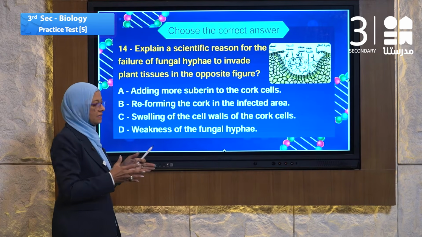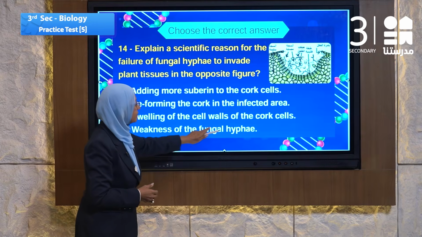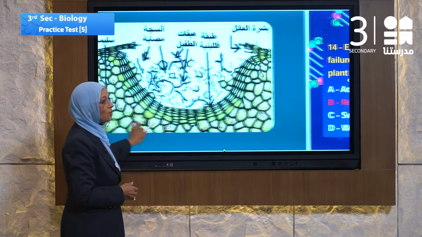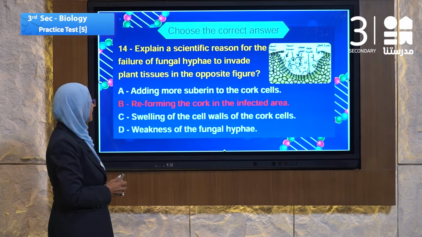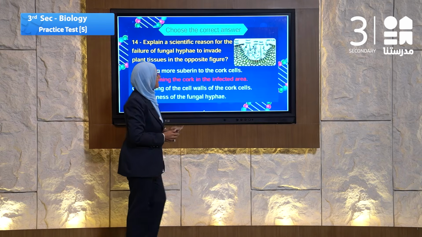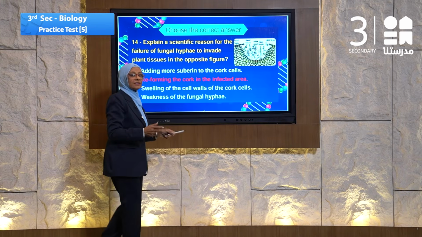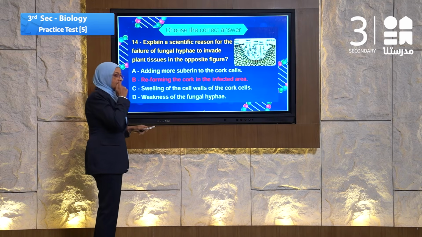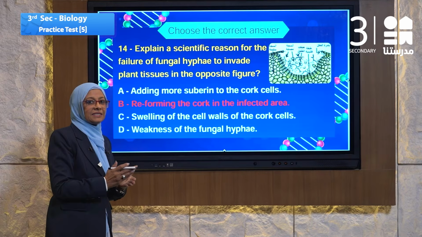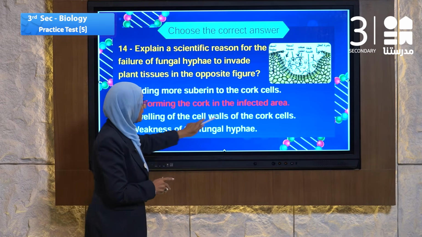Swelling means increase in size. D, weakness of fungal hyphae. It failed to penetrate, so the answer must be B, reforming the cork in the infected area. Here, the cork is reformed again. So, the fungal hypha cannot penetrate the cell by reforming the cork in the infected area.